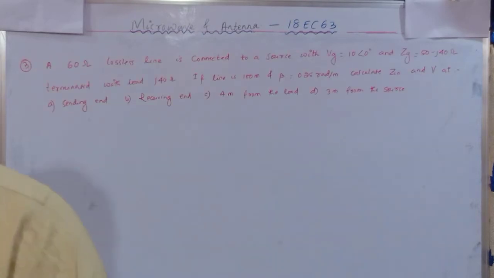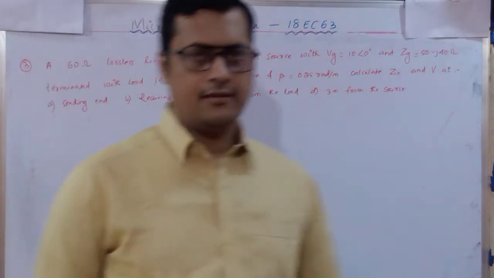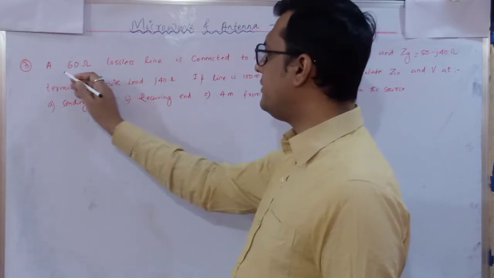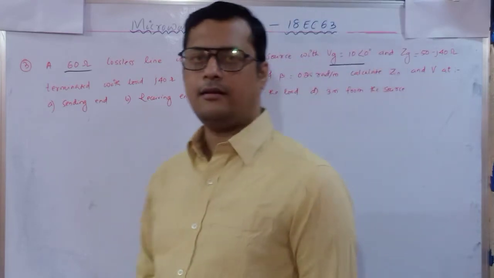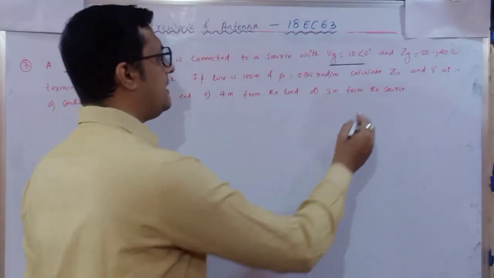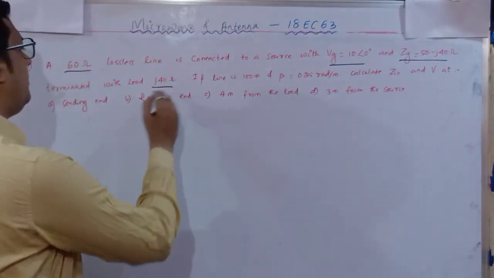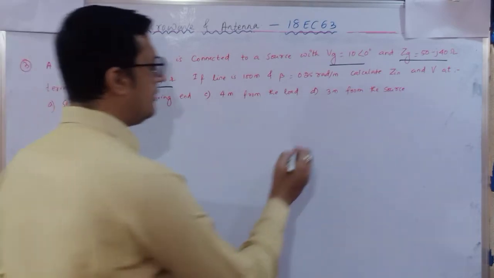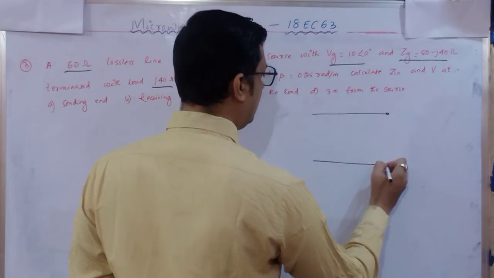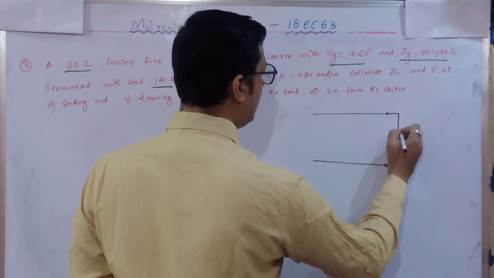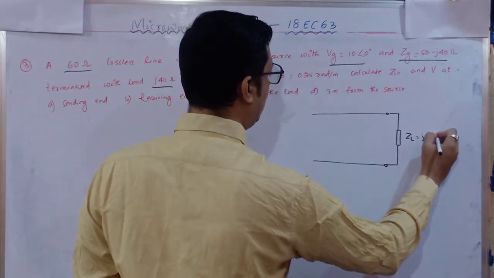Okay. So this is one more question. As I have written, a lossless line with a characteristic impedance of 60 ohm is connected to a source Vg equal to 10 angle 0 volt and Zg is 50 minus j40 ohm, terminated with load impedance j40. Okay, let me draw the figure first. So these are the two wire line where load is connected. Okay, ZL is equal to j40.